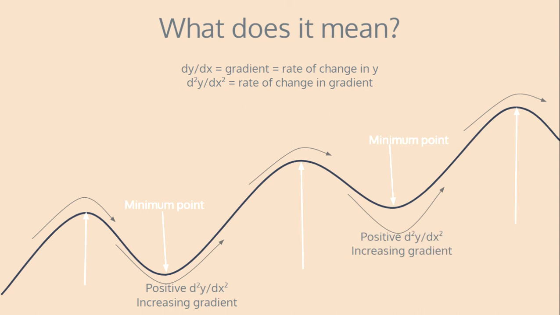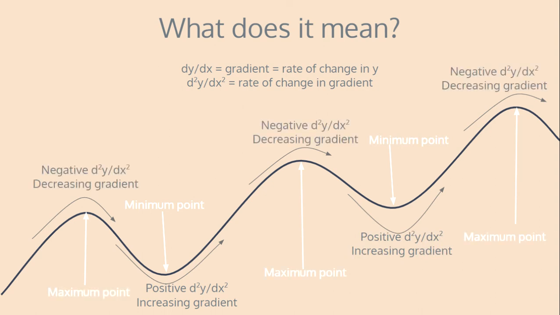The reverse will happen for maximum points. The graph will go from having a positive gradient to then having a negative gradient, which means that the change in gradient will overall be negative. But because the graph goes from going up to going down, then we end up with a peak.